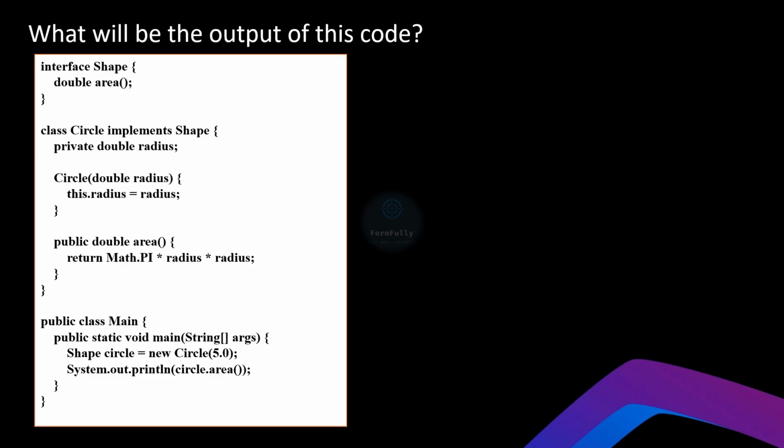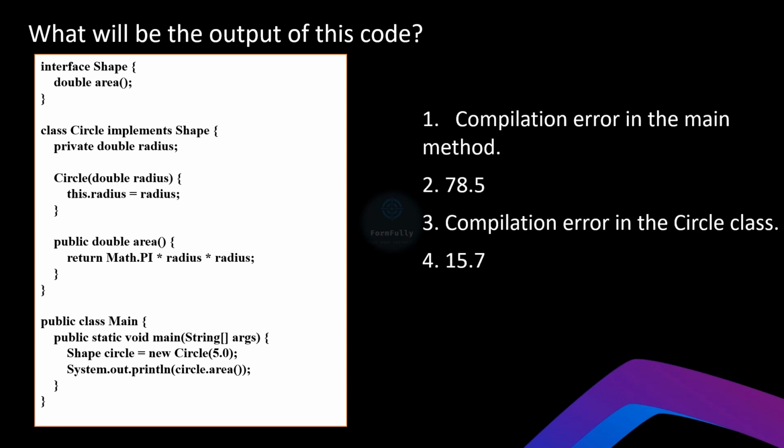Moving to the next snippet question: what will be the output of this code? Options are as follows. First, think about the answer. I hope you have found the correct option. First, let's discuss the code. We have the interface Shape. In Java, an interface defines a contract for the classes that implement it. The Shape interface defines a single method area, which should return the area of the shape. Any class that implements this interface must provide an implementation for the area method.